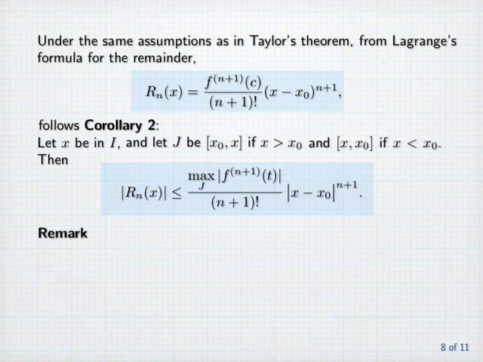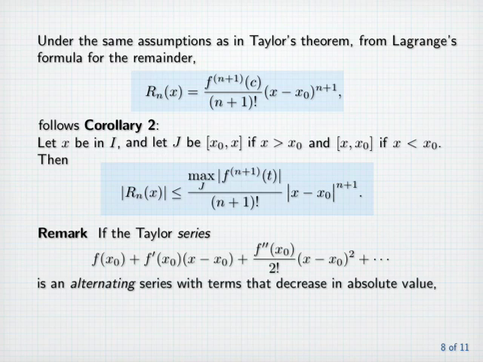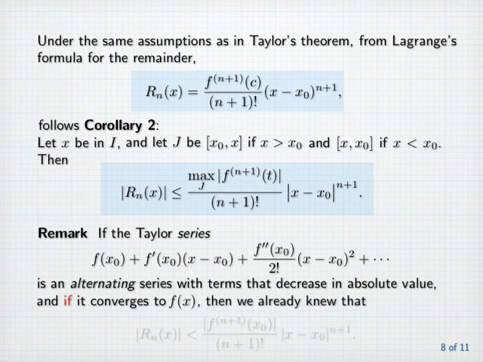Remark: if the Taylor series for f about x naught is an alternating series with terms that decrease in absolute value, and if that series converges to f of x, then we already knew that the absolute value of r sub n of x is less than the absolute value of the n plus first term in the series, which is the absolute value of the n plus first derivative at x naught divided by n plus 1 factorial times the absolute value of x minus x naught to the n plus first power.